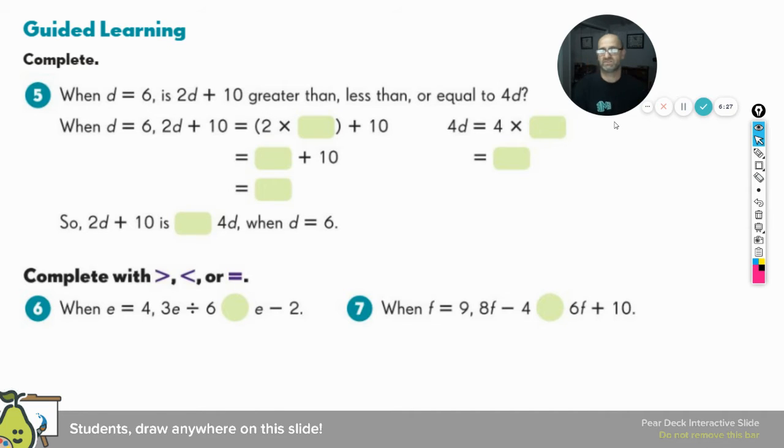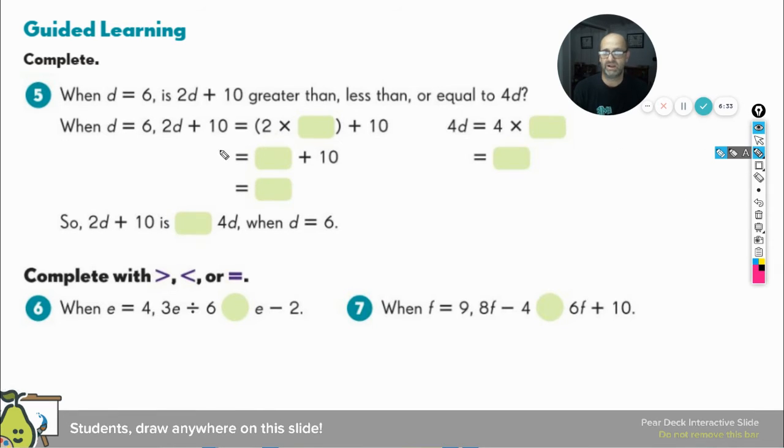Okay, so it asks us when d is 6, is 2d plus 10 greater than, less than, or equal to 4d? Well, when d equals 6, 2d plus 10 equals 2 times 6 plus 10, or 12 plus 10, or 22. And in this case, 4d is 4 times 6, or 24. So 2d plus 10 is less than 4d when d equals 6.